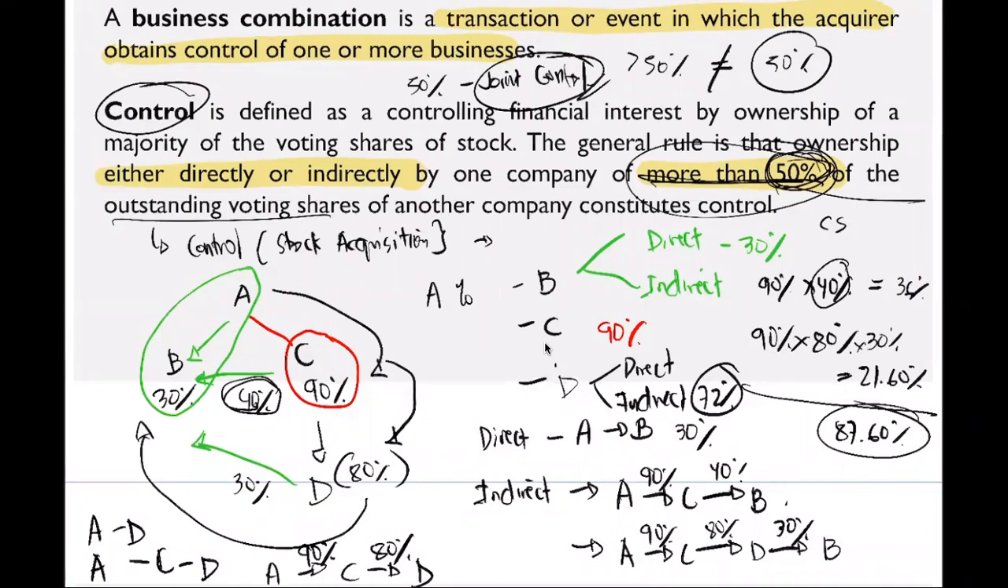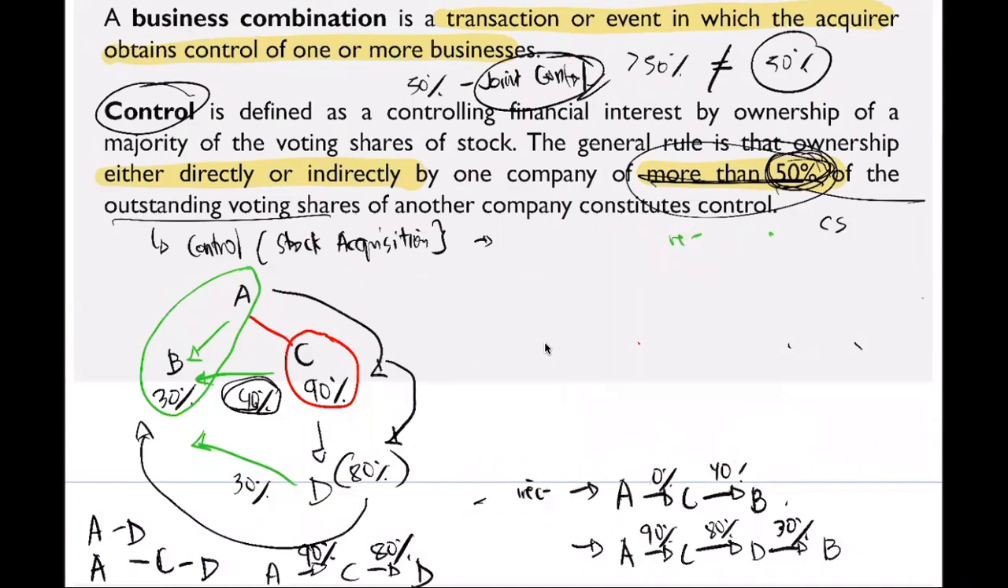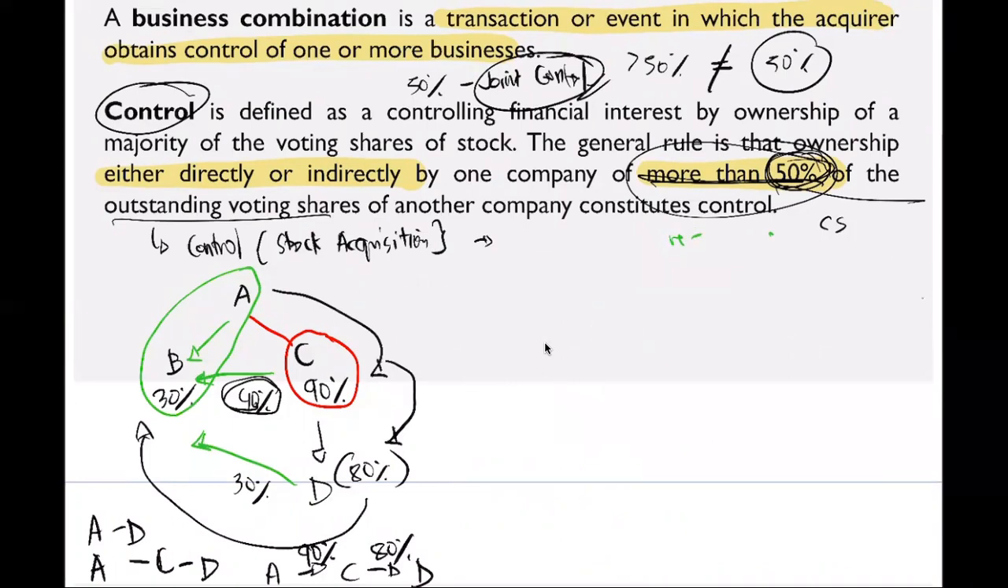Since we are already on the part of the acquirer who obtains control of one or more businesses, what do we call the acquirer and what do we call those companies that are owned? In our example here, we have A as the acquirer. And since A owns B and C, these are your acquirees. So who is an acquirer and who is an acquiree?